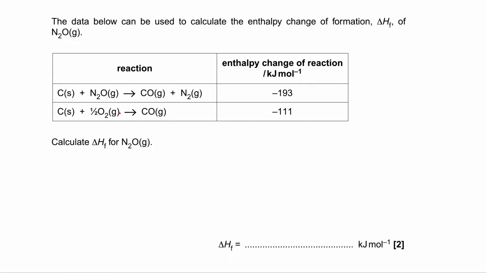Now, what I've noticed in this question is that this bottom equation here is also the enthalpy change of formation of carbon monoxide, CO. Okay, so this one here is the enthalpy change of formation of carbon monoxide. We want to work out the enthalpy change of formation of N2O. So hopefully you can see that in terms of your Hess's cycle, it's going to be very similar to the ones that we've done before. I'm going to write that top equation as the one at the top now.